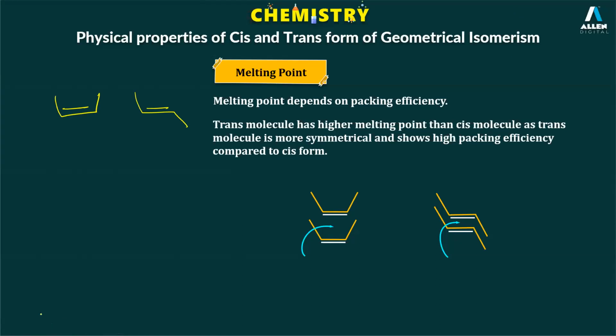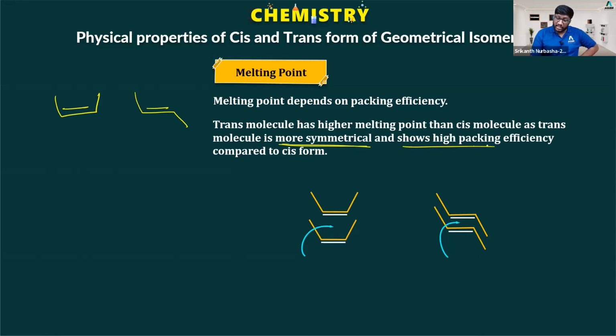Trans molecule has a higher melting point than cis molecule, as the trans molecule is more symmetrical and shows high packing efficiency compared to cis. Why? Because in the cis molecule, whatever space is left here is all empty. That is all void space. That means there is no other molecule which can fit here.